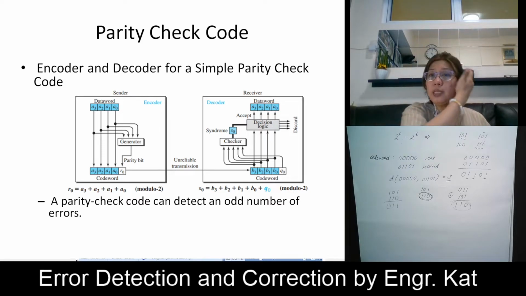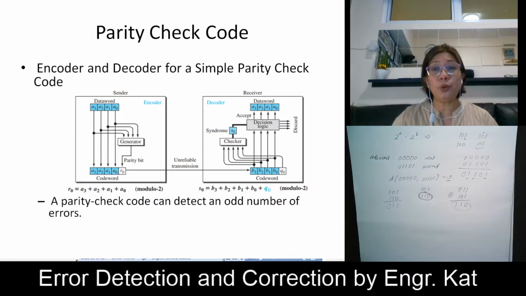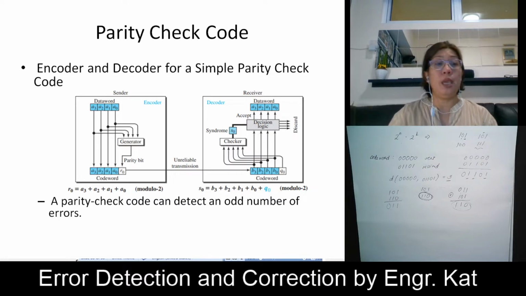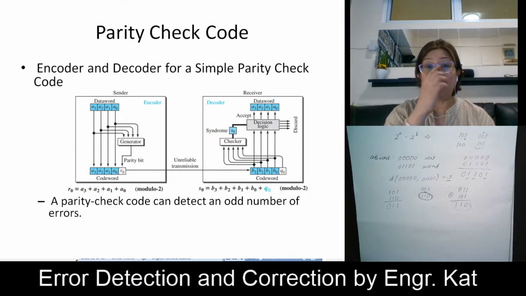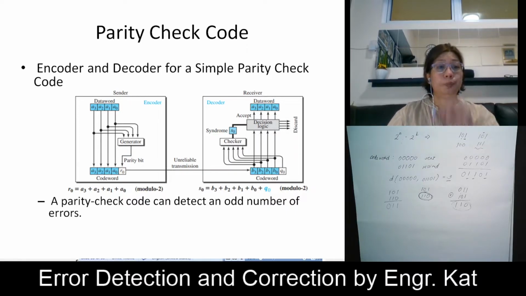This is an encoder and a decoder for a simple parity check code. We have here a sender and a receiver block diagram. The calculation is done arithmetically. The encoder uses a generator that takes a copy of the 4-bit data word, those are your A0 to A3, and generates a parity bit R0, depending on the number of ones in the original data word.